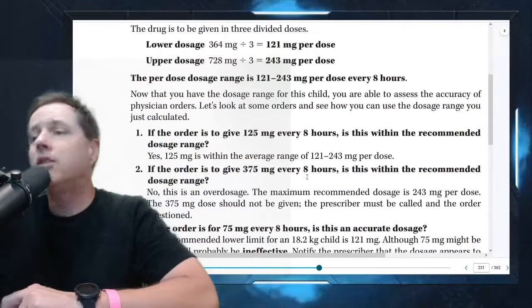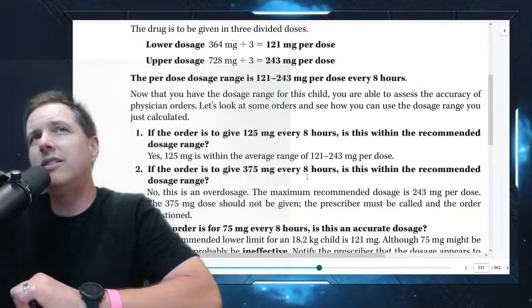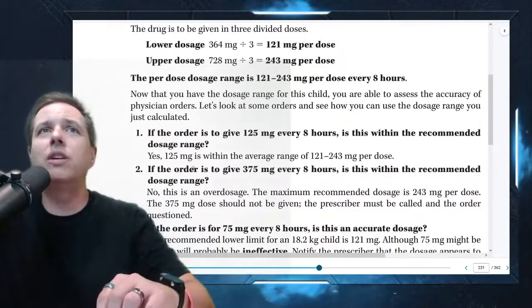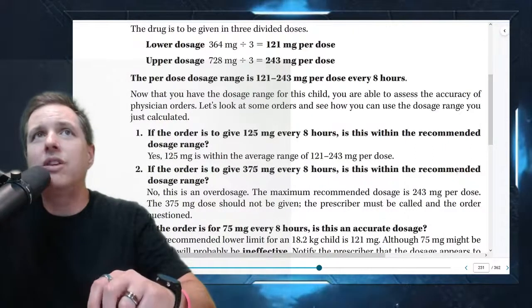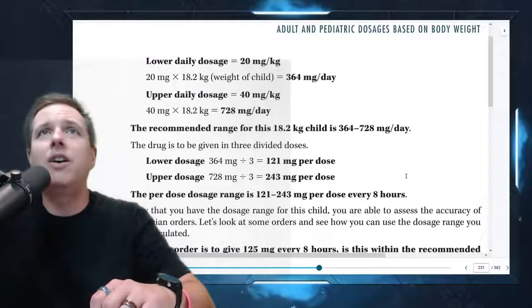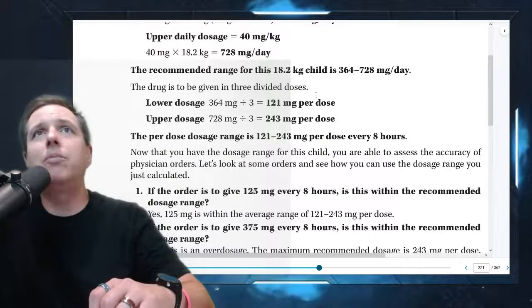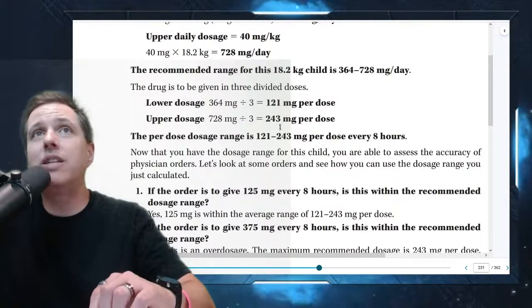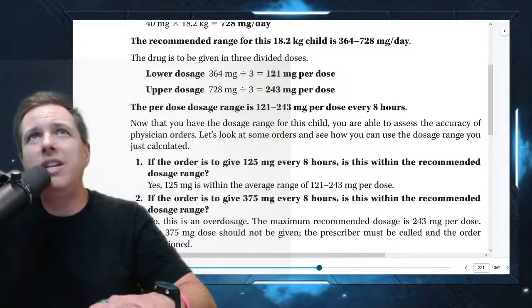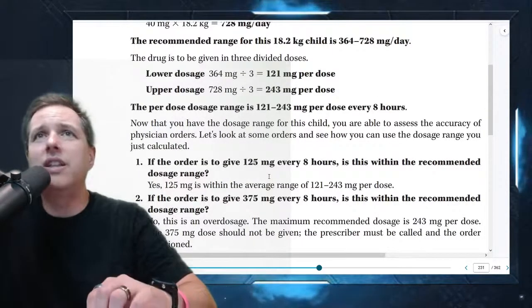That seems right. So now you have that check where you're saying, this seems like a reasonable dosage that we're being ordered to give. If the order is 375 milligrams every 8 hours, is this within the recommended dosage? No. I guess it's not above the daily limit by itself, but it would put you above the daily limit if you got administered that 3 times a day. Each time we administer the drug, it should be at most 243 milligrams. 375 is significantly over that.